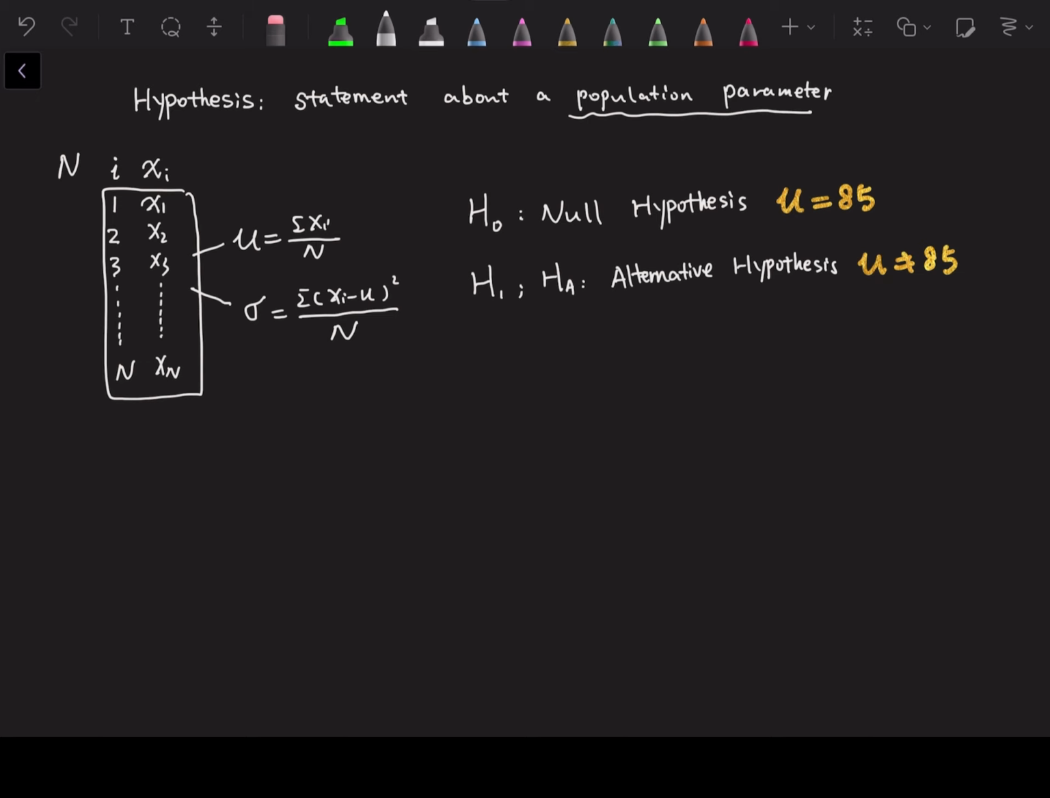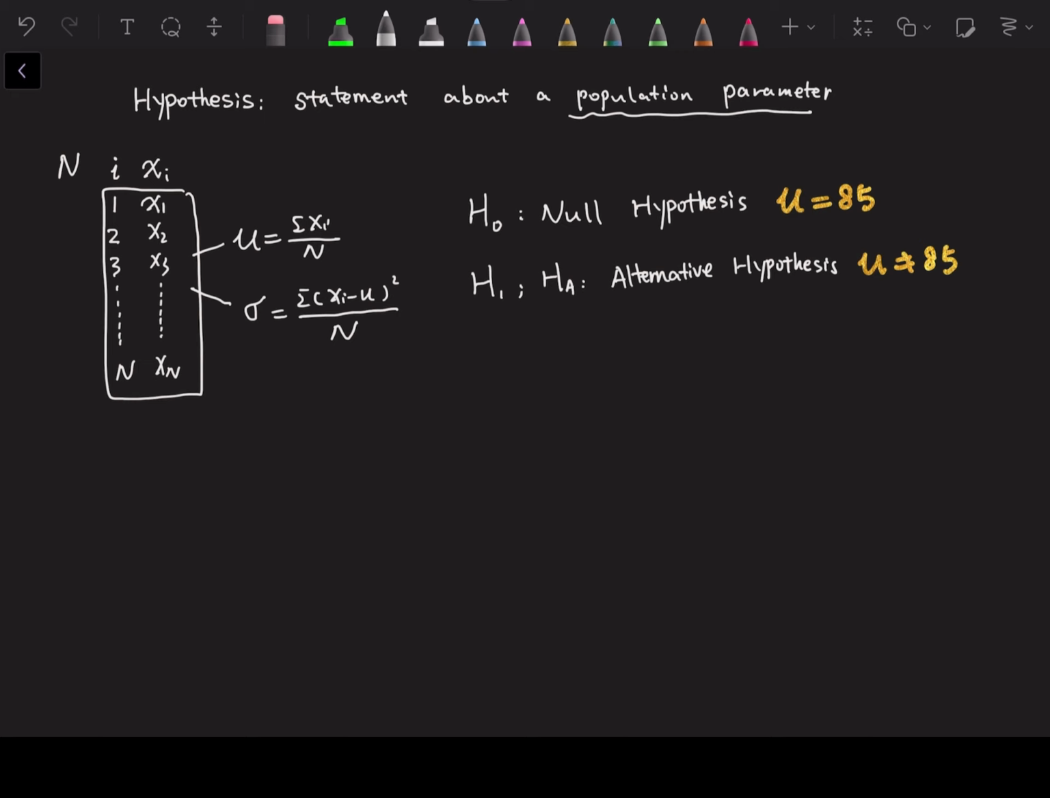So this is the first thing you should know. There is always a null hypothesis. You're testing whether the null hypothesis is true. If the null hypothesis can be rejected, you should have an alternative hypothesis to accept. You have a null and an alternative hypothesis.